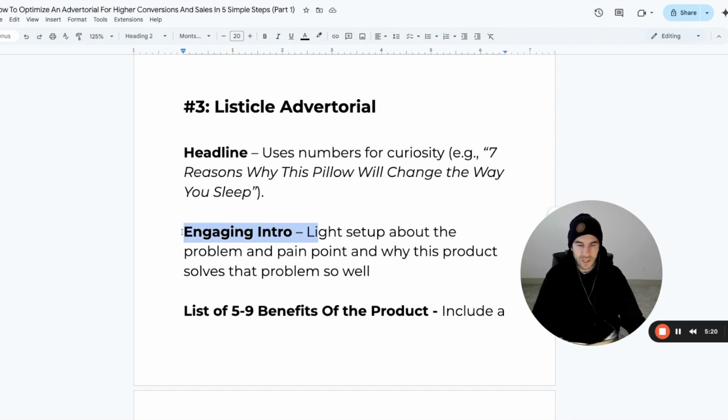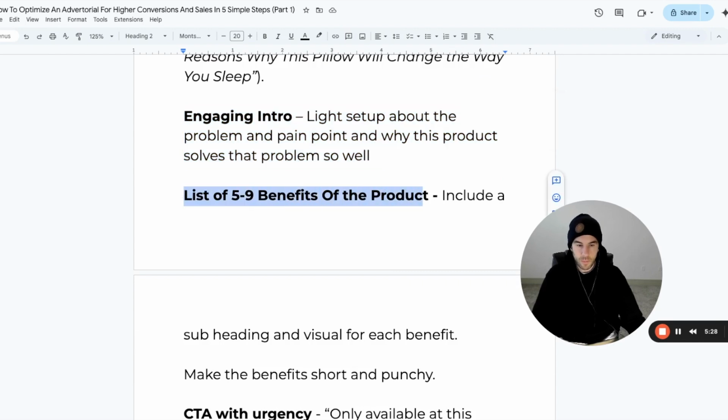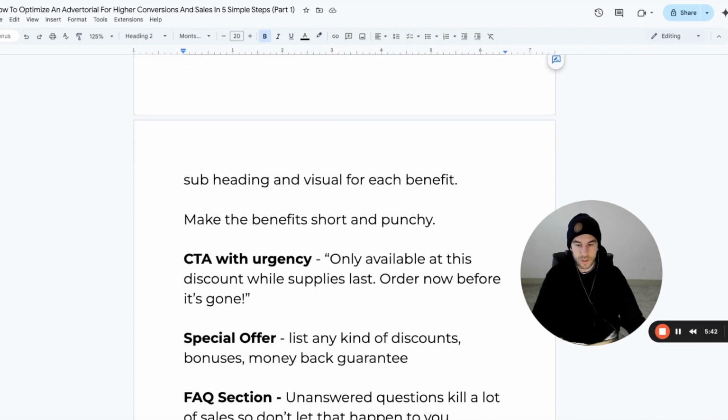I personally like to warm them up a little bit with a lead. So have an engaging intro, a light setup about the problem and the pain and why this product solves them so well. And then you're going to list 5 to 9 benefits of the product. You're going to include a subheading and a visual for every single benefit. Make the benefits short and punchy. I usually will go about 2 to 3 paragraphs that are 2 to 3 lines tops, so they're short, they're punchy, they're easy to read.